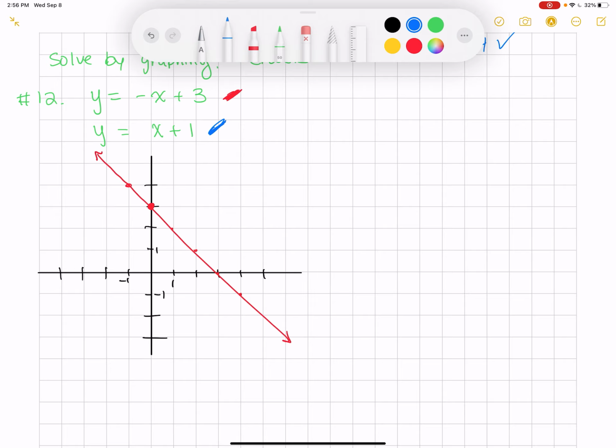What's the y-intercept for the bottom one? 1. So I'm just going to go up 1 and put a point, and what's my slope? Up 1 over 1. Okay, up 1 over 1. And I can already tell where it's going to happen in this particular one.